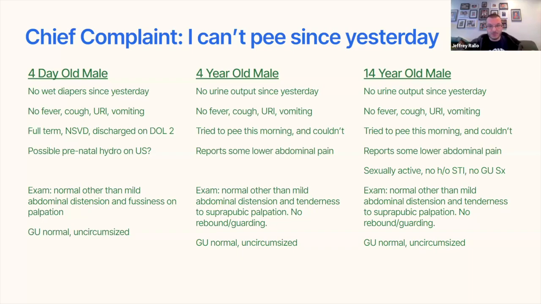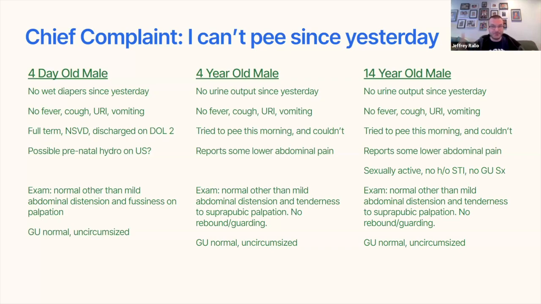So that's your 4-day-old. Your next patient is a 4-year-old, no urine output since yesterday. Says he wants to pee, but he can't. No fever, cough, URI, vomiting. Some lower abdominal pain, discomfort, but he looks comfortable. Your exam is normal, maybe a little lower abdominal fullness and tenderness if you push hard. No rebound or guarding, and his GU exam is normal.